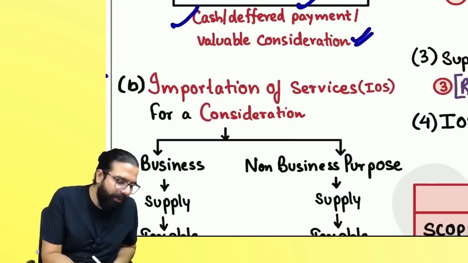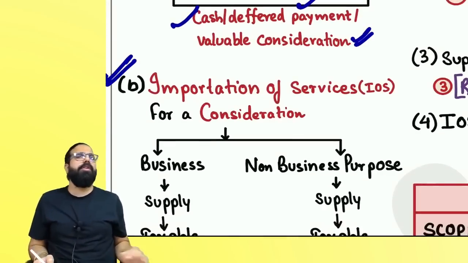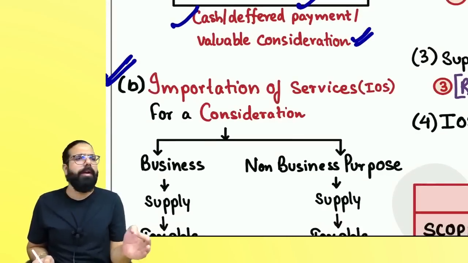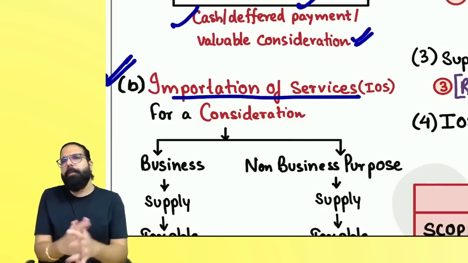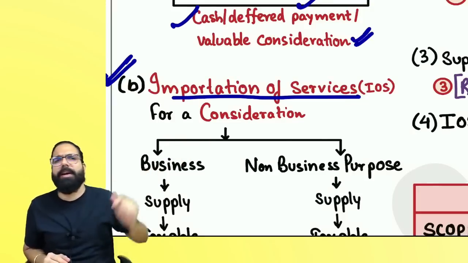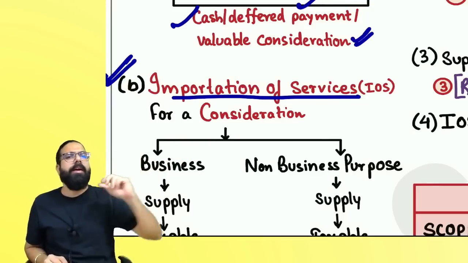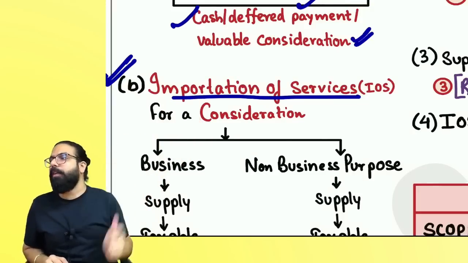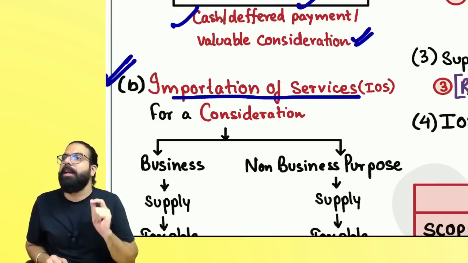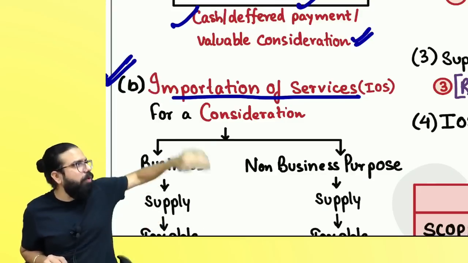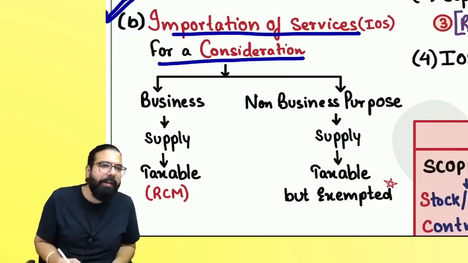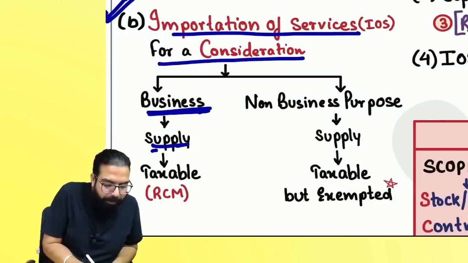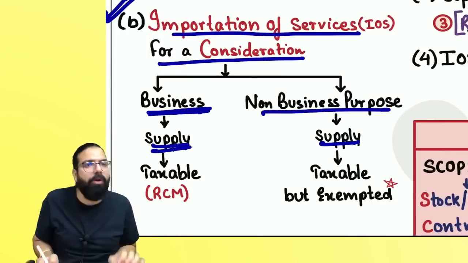Then we have Section 7(1)(b), which talks about importation of services. First of all, what do you mean by importation of service? Supplier is outside India, recipient is in India, place of supply is in India, then it's importation of service. If you give any consideration, remember one thing, importation of service for a consideration, whether for business purpose or non-business purpose, is also a supply.